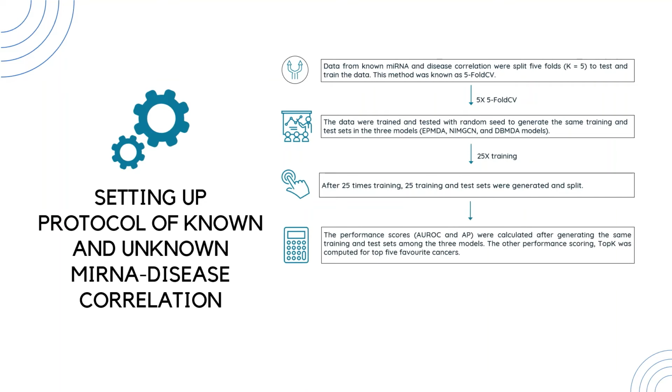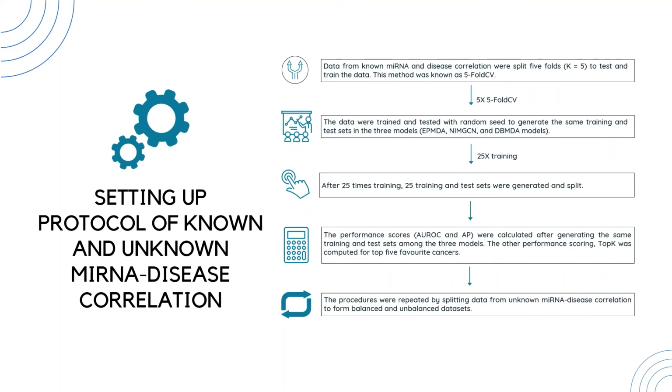The performance scores AUROC and AP were calculated after generating the same training and test sets among the 3 models. Another performance score, top K, was computed for the top 5 framed cancers. Then, the procedure was repeated by splitting data from unknown mRNA disease correlation to form balanced and unbalanced datasets.